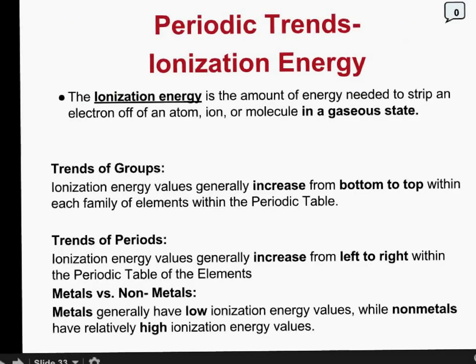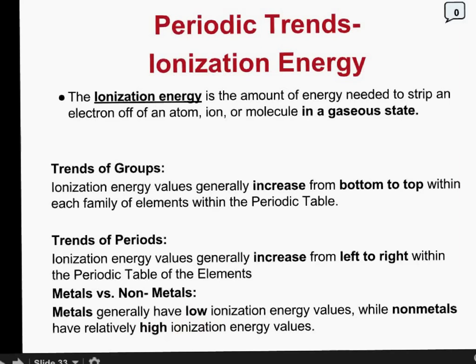All right, so ionization energy is the amount of energy needed to strip an electron off an atom. Note that this says in a gaseous state. So where are gases located? Those are your nonmetals, on the upper right-hand portion of the periodic table. A couple of things you see here: ionization energy increases bottom to top and left to right. Notice this is the exact same trend as electronegativity. Metals are low, nonmetals are high.